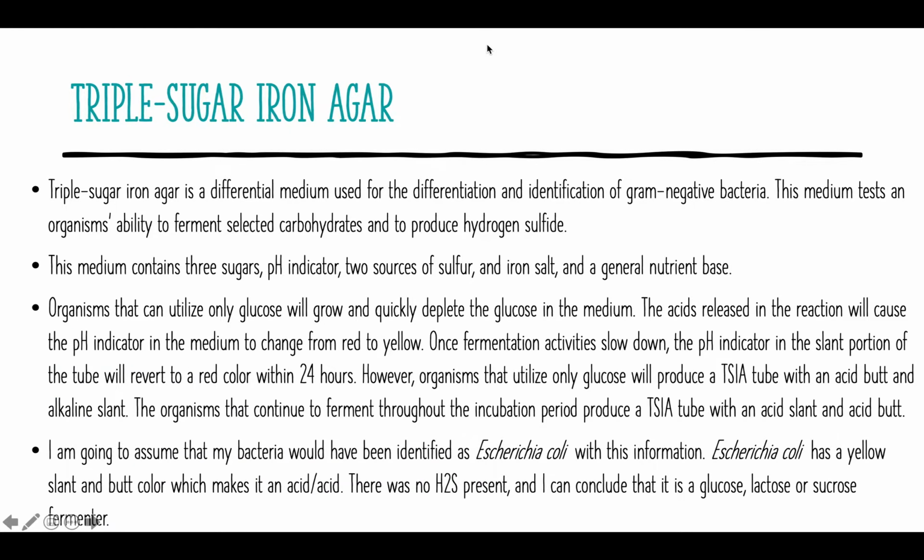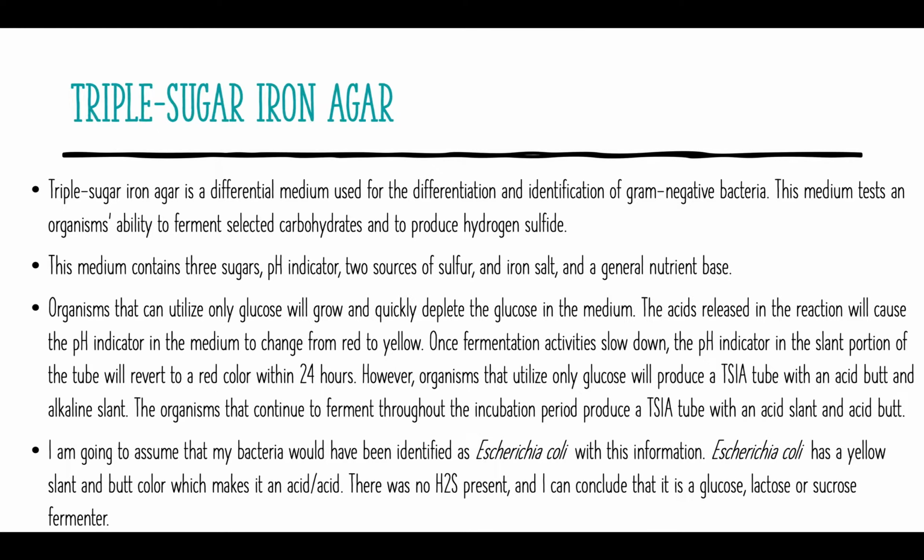Triple sugar iron agar is a differential medium used for the differentiation and identification of gram-negative bacteria. This medium tests an organism's ability to ferment selected carbohydrates and to produce hydrogen sulfide. This medium contains 3 sugars, a pH indicator, 2 sources of sulfur, an iron salt, and a general nutrient base. Organisms that can utilize only glucose will grow and quickly deplete the glucose in the medium. The acids released in the reaction will cause the pH indicator in the medium to change from red to yellow.